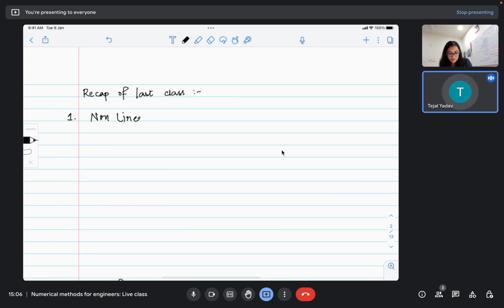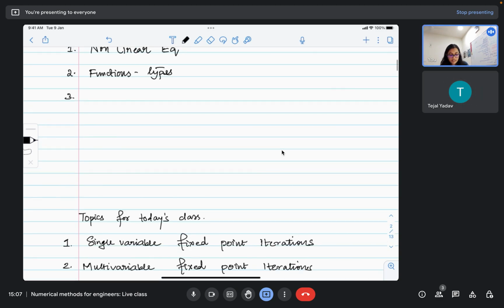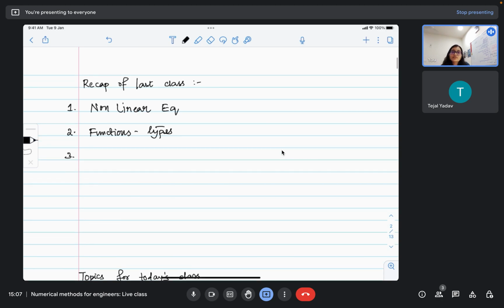Yes, ma'am. We learned about the types of functions, like algebraic functions and non-algebraic functions. Then what are polynomials? We also talked about what the roots of the equation are and why we need to find the roots of the equation. Excellent. That is a very conceptual idea: what are the roots and why do we at all need to find the roots? That was one of the concepts that we went through.